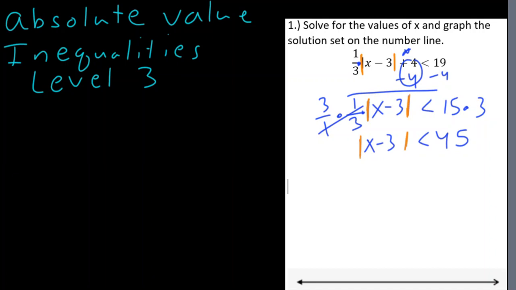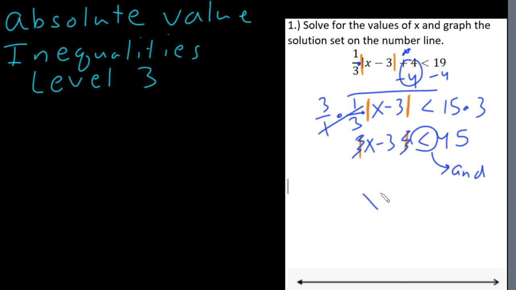Now from here, what do we do? Well, we get rid of our absolute value bars, and we also notice, wait a second, it's a less than symbol. And pause the video, really think about this. When it's less than, is that our and statement or our or statement? And of course, in this case, it's our and statement.